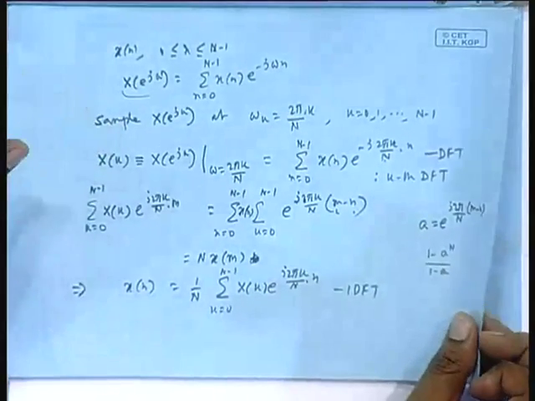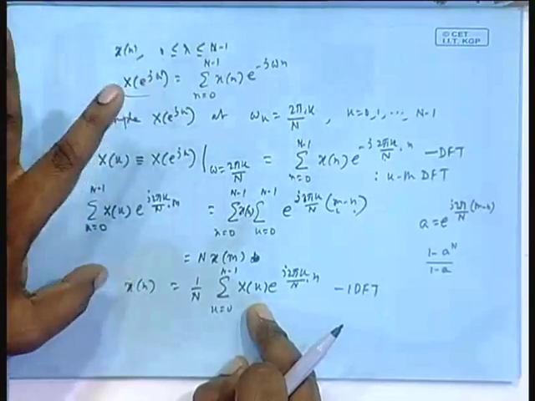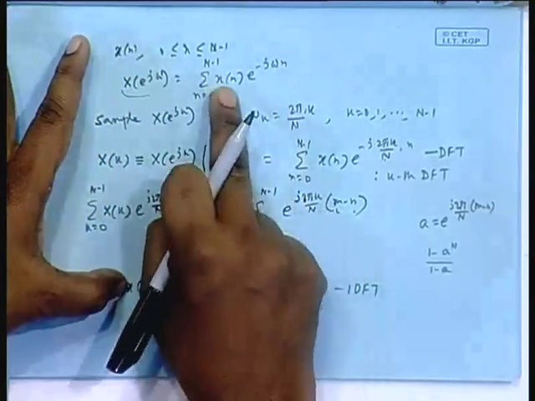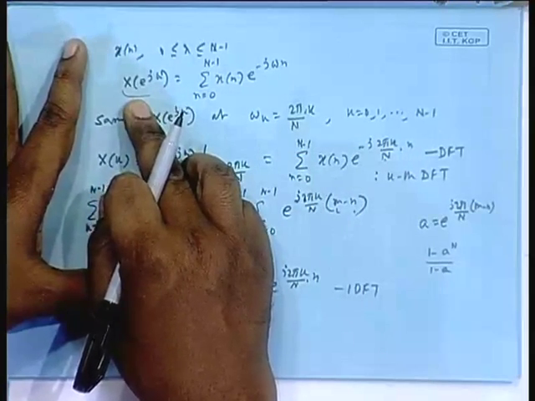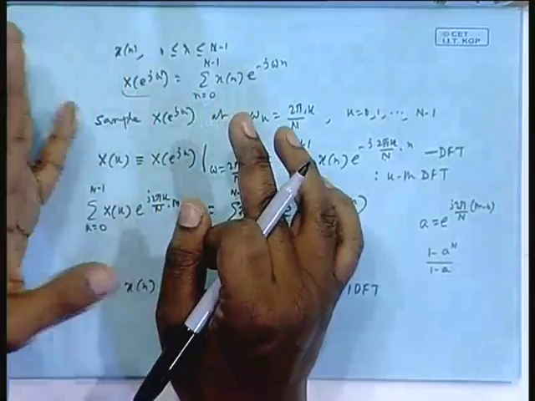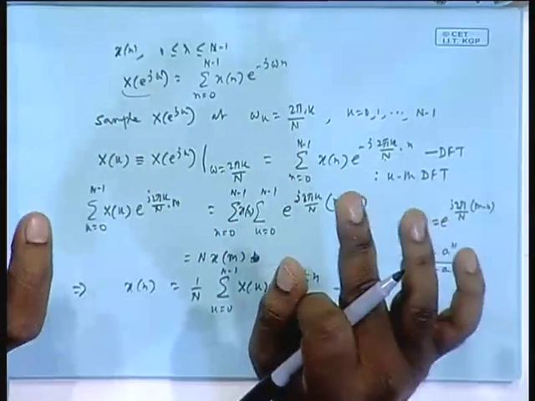So I proved my claim that from the samples of the DTFT I can get back x n, and from x n, putting back this x n here, I can get back capital X e to the power j omega. So DTFT itself can be written by its own samples. DTFT samples are good enough to express the DTFT mathematically.